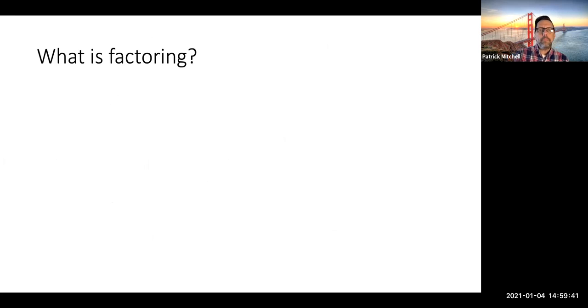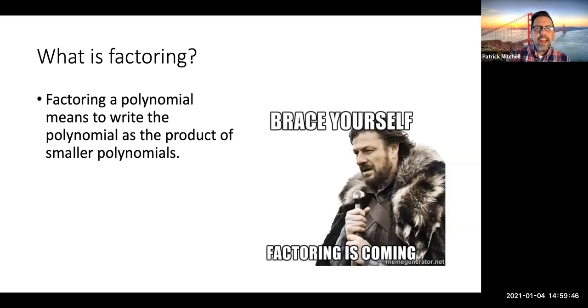All right, so what do we mean when we talk about factoring a polynomial? Factoring a polynomial means to write the polynomial as the product, meaning multiplication, of smaller polynomials. So hopefully in other math courses, you've talked about factoring integers or factoring whole numbers. If I were to ask you to factor the number 15, that means I want you to write it as 3 times 5. 3 and 5 are both prime numbers, meaning they can't be broken down any further.